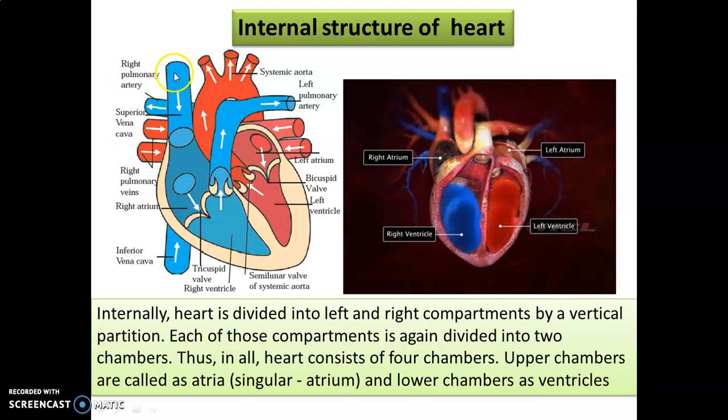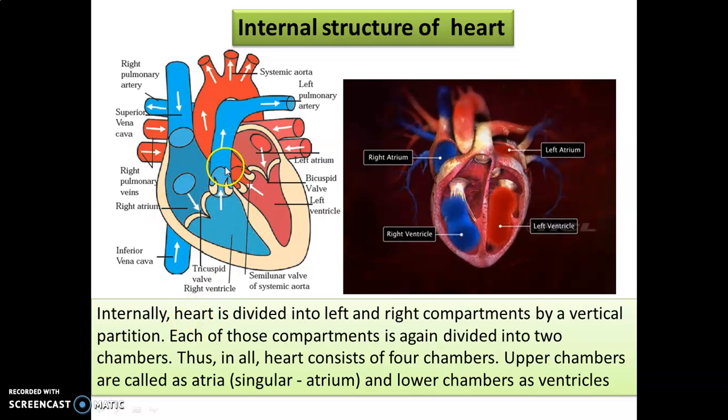Okay, so what all these you can see: right pulmonary artery, superior vena cava, right pulmonary vein, inferior vena cava. Then what we have is the left pulmonary artery. So these basically deal with the passage of the blood either to the lungs or from the lungs.